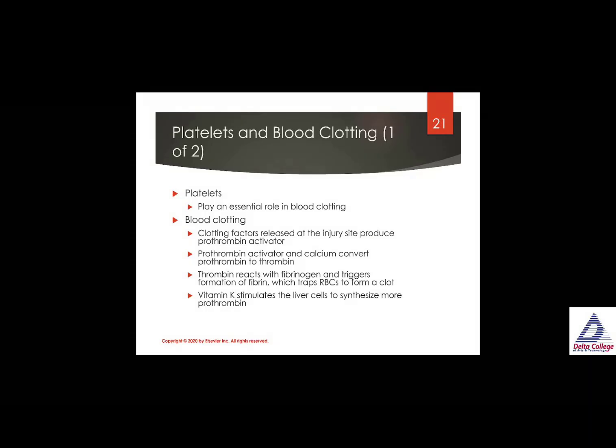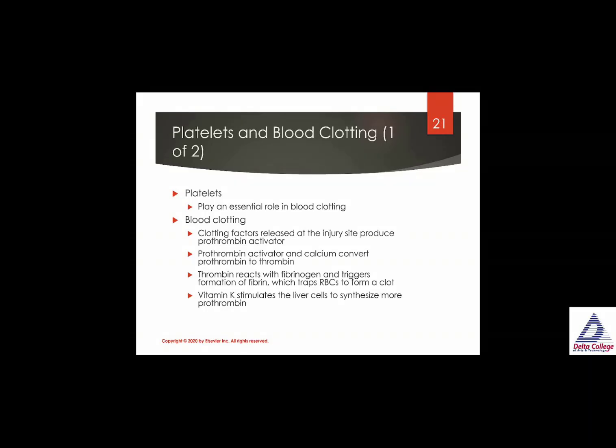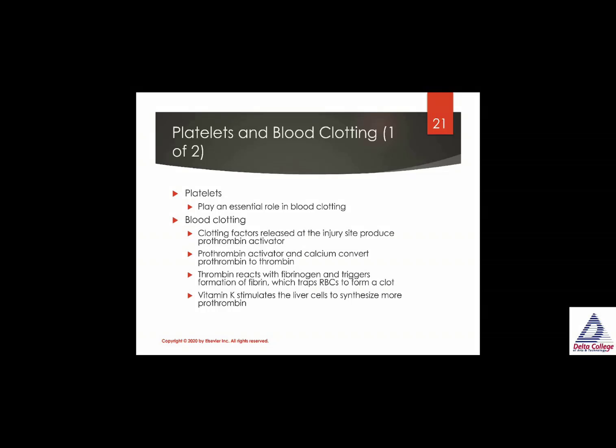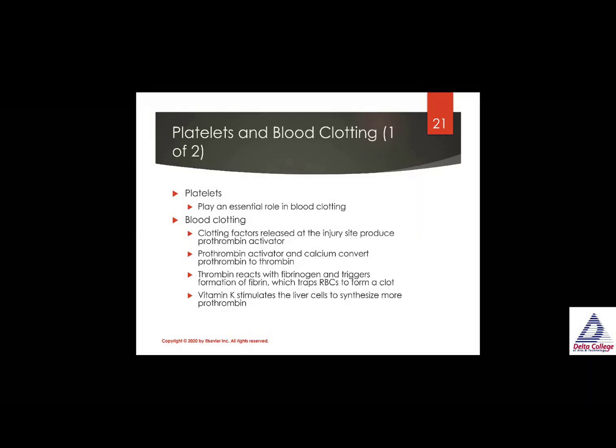Platelets play an essential role in blood clotting. This is a cascade that you need to know. So basically, in order, this is what happens. Clotting factors released at the injury site produce prothrombin activator. Prothrombin activator and calcium convert prothrombin into thrombin. Thrombin then reacts with fibrinogen and triggers formation of fibrin. This fibrin traps red blood cells to form a clot. Vitamin K stimulates the liver cells to synthesize more prothrombin.